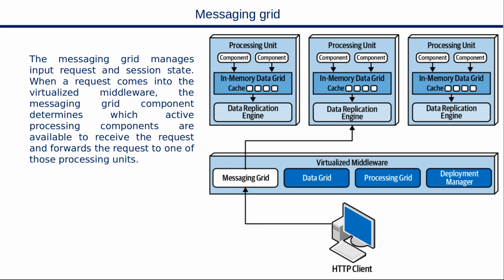So we have a number of processing units, and depending on the load, the messaging grid looks at which of them is not so loaded, which of them is at rest and just waiting for a request. Then the messaging grid decides which processing unit we should forward this request to, to balance all the requests and keep the system available.